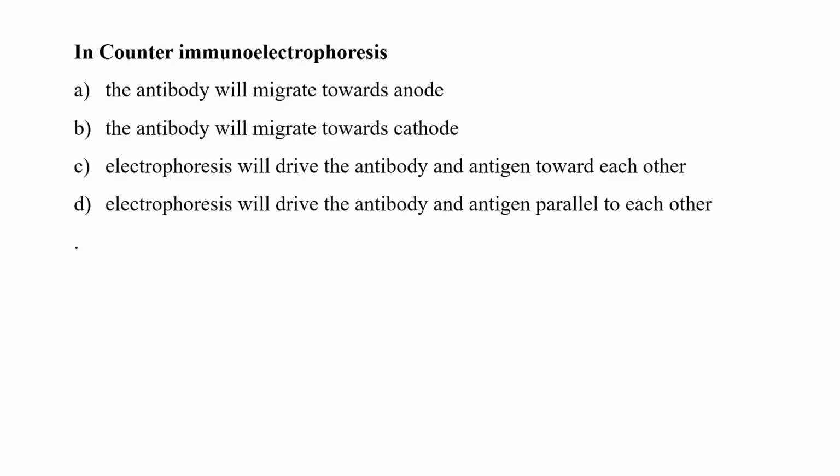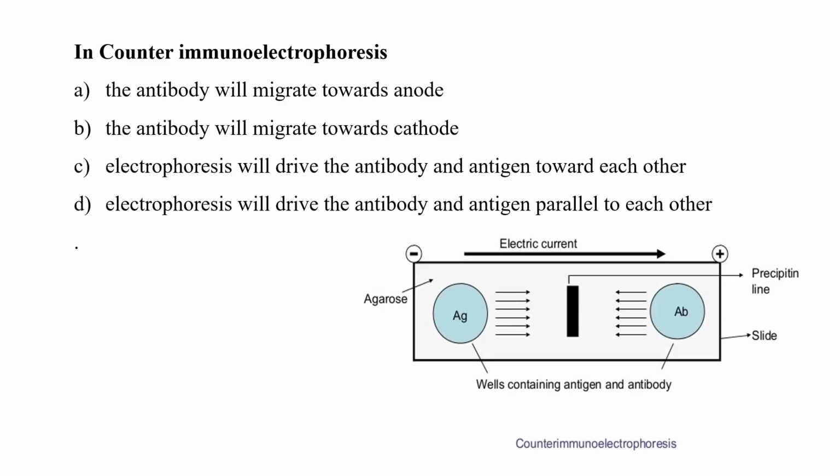In counter immunoelectrophoresis, the antibody will migrate towards the anode, the antibody will migrate towards the cathode, electrophoresis will drive the antibody and antigen towards each other, or electrophoresis will drive the antibody and antigen parallel to each other. Countercurrent immunoelectrophoresis is a modification of immunoelectrophoresis in which antigen and antibody move in opposite directions and form a precipitate in an area where they meet in optimal proportions. So option C would be the correct answer.